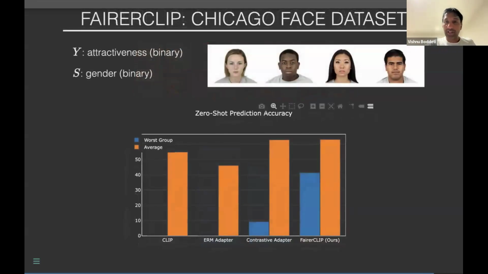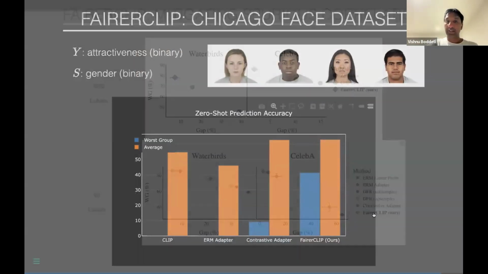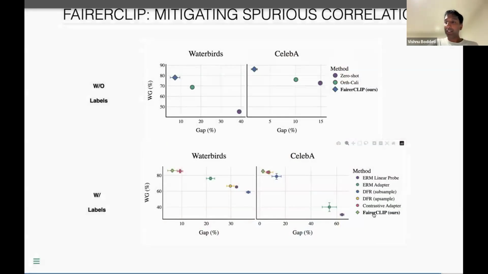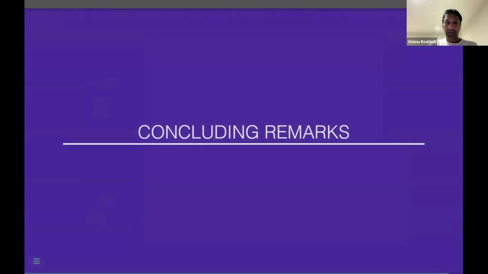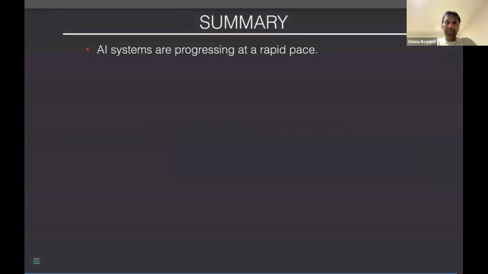Again, on the Chicago Face data set as well, similar results. So in the interest of time, maybe I'll skip these and get to the conclusion and then take any questions if you may have. So in summary, AI systems are actually progressing at a rapid pace. They are doing amazing things. And as I said, others will talk about it.